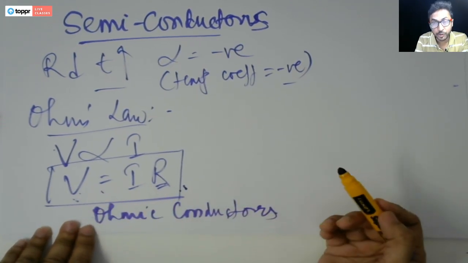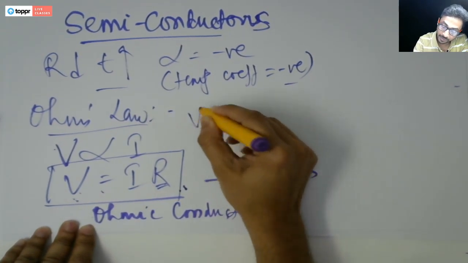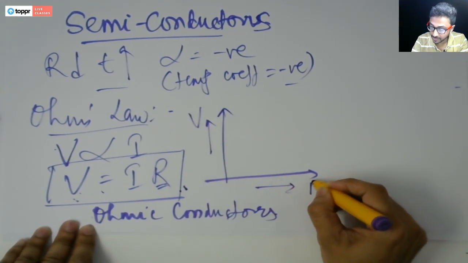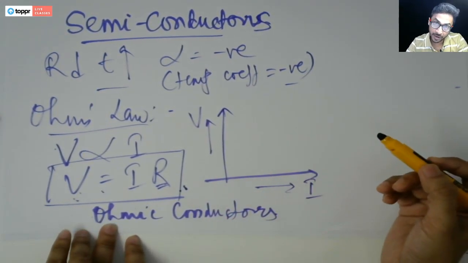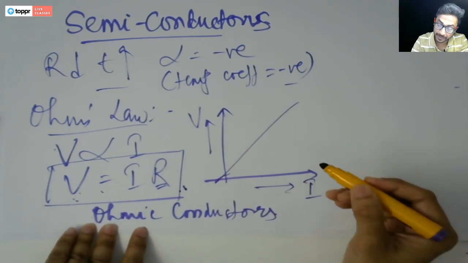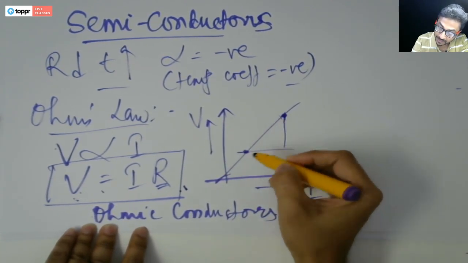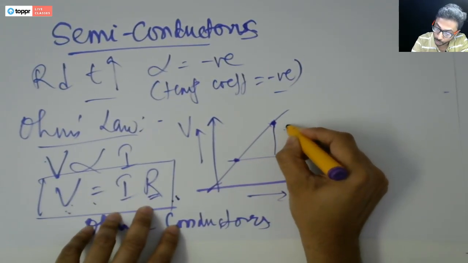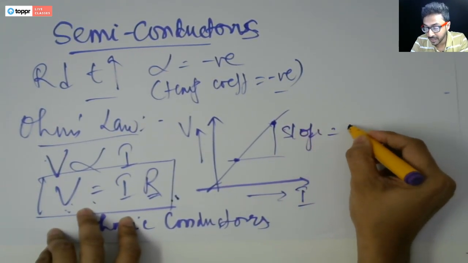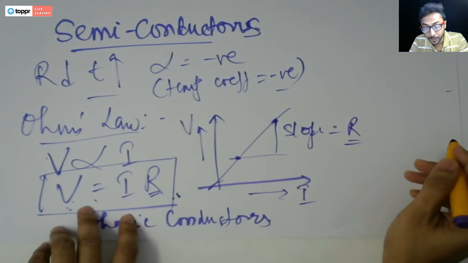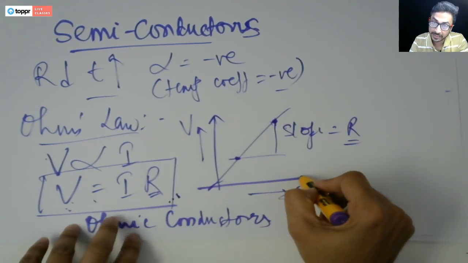Now see, V equals IR. If you plot a graph of V against I, what kind of graph will it be? It will definitely be a straight line. If we take the slope, del V by del I, the slope is giving the resistance. So in ohmic conductors, this equation is followed and we get a graph like this.